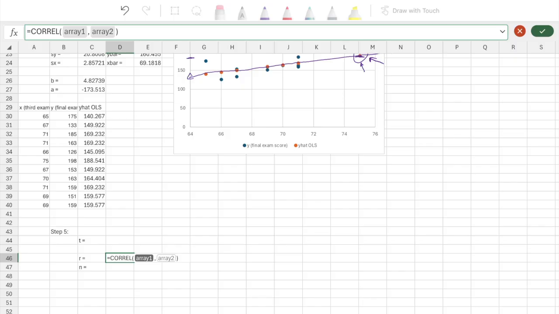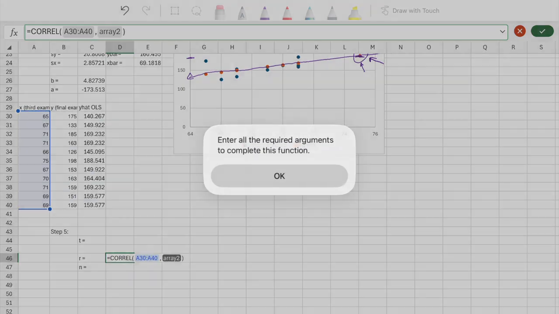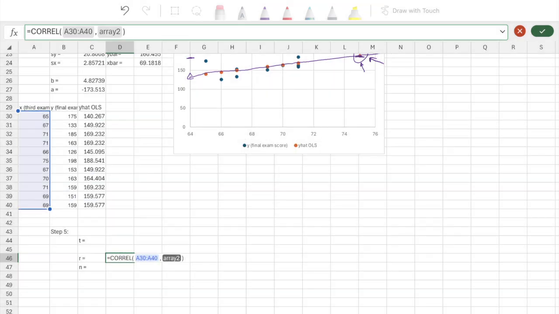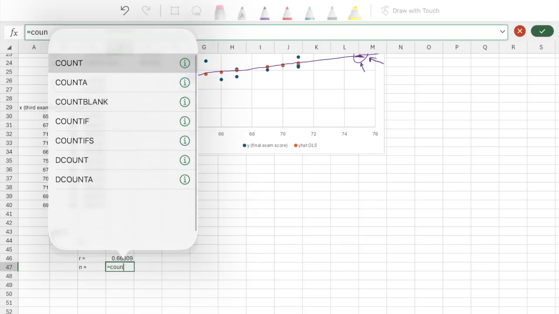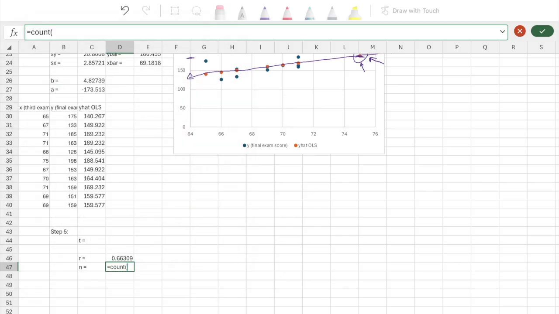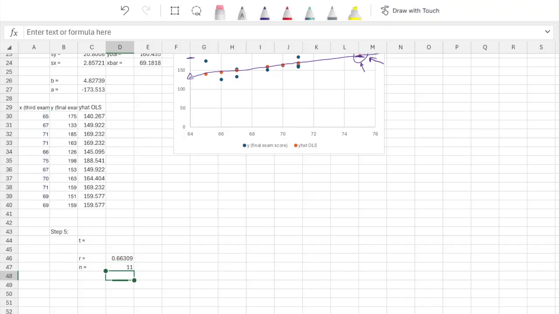So let me put in my data again. There's my x value. Now, does it matter which one I put in first? No. It doesn't matter. If I switch which one's first, which one's second, I'm going to get the same number. See, there it is. Okay, and then n, let's just go with count. That's all we're doing with n is counting. All right, there it is.